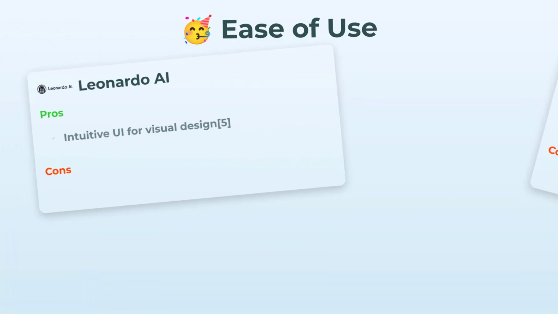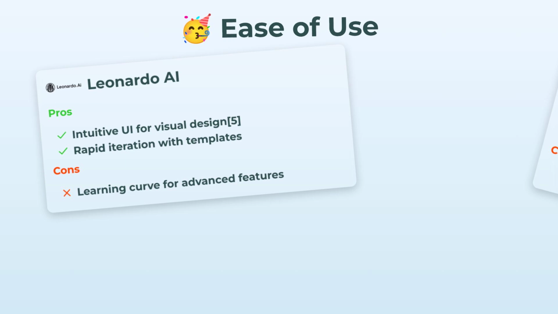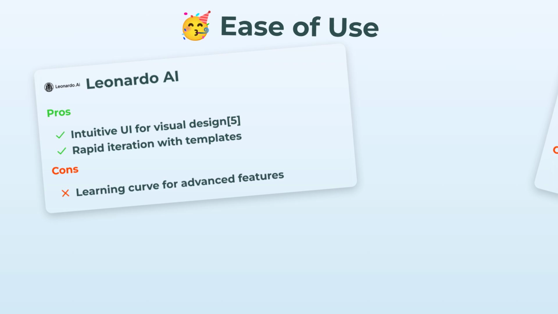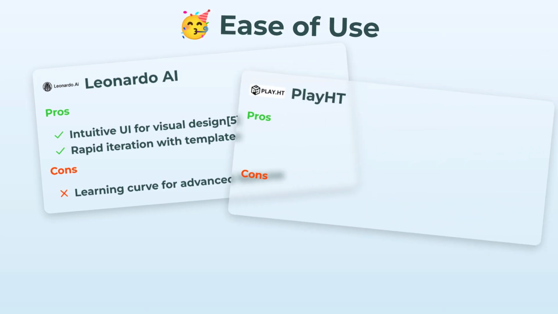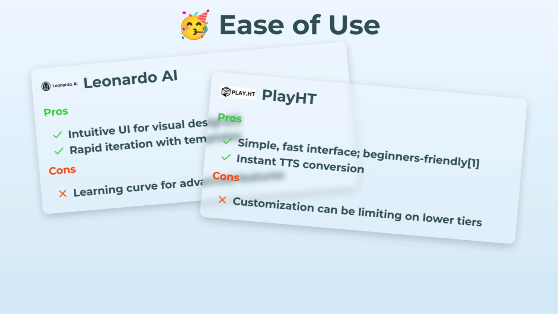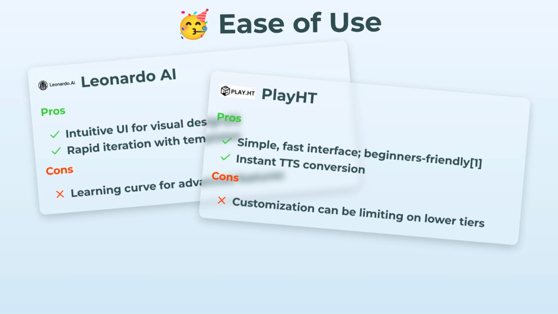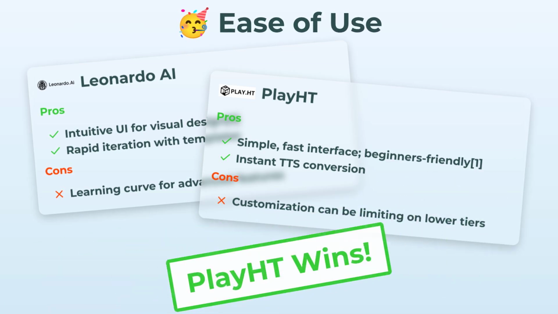Last category, ease of use. Leonardo AI has a slick, modern UI. Seriously, you feel like you're in a creator's playground. Templates make it easy to start, but if you want those super advanced features, there is a learning curve. Not gonna lie. PlayHT, on the other hand, is basically click and go. It's built for anyone. Teachers, marketers, beginners, you name it. Instant text-to-speech is actually super satisfying, even if you're just messing around. Customization on lower plans is a bit limited, sure, but everyday users will have no issues. For overall usability, PlayHT comes out ahead.